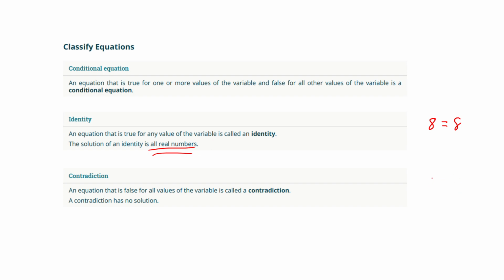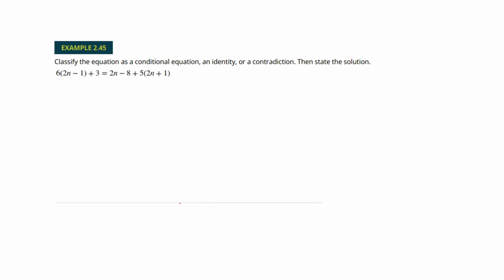And sometimes you can have the variable drop out and you get something like this. The only thing left is numbers, on the left and the right, and they're not telling the same thing. That's a lie. That's no solution. Now let's go through. We'll start to see some of these.